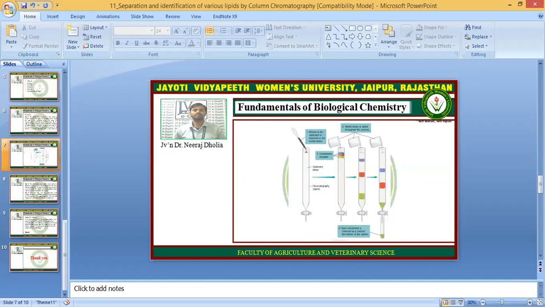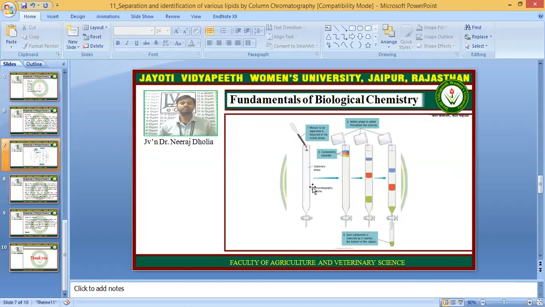So here you can see that this is the column, and you fill the stationary phase here, and the mixture to be separated is dissolved in the mobile phase, and you put the mixture here.